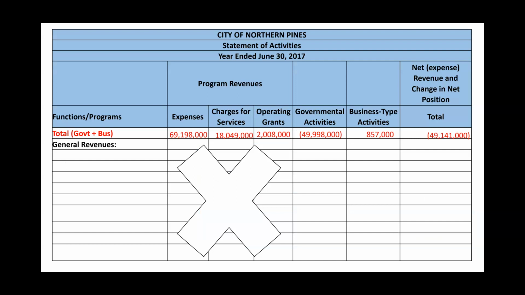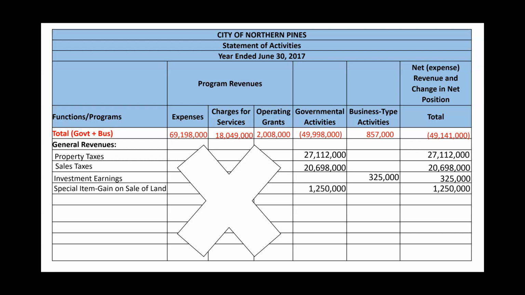So here we know we don't have any program revenues, so we don't have to worry about that side of our statement, right? There are no program revenues. These are just general revenues. Okay, so property taxes, $27,112,000. Sales taxes, $20,698,000. Again, notice there weren't any business type activities associated with these taxes because taxes, like I said, are generally always going to be governmental type activities. Investment earnings, $325,000. It said they were associated with business activities. Special item, gain on sale of land, told us it was a governmental type activity.